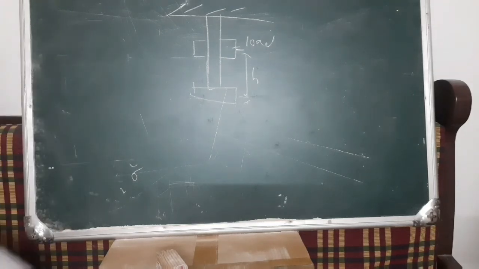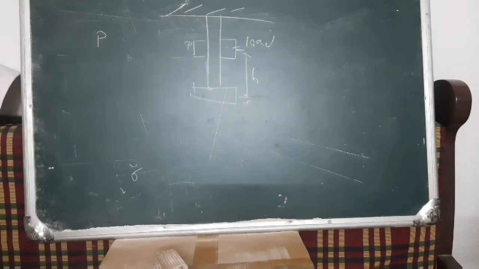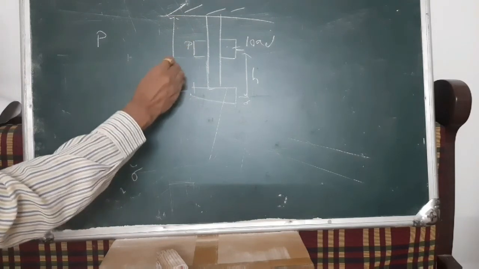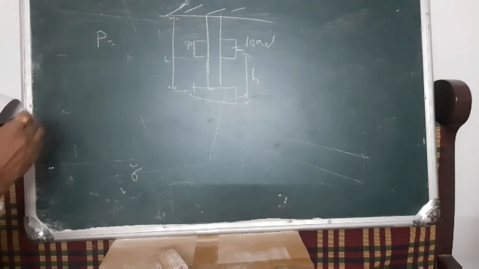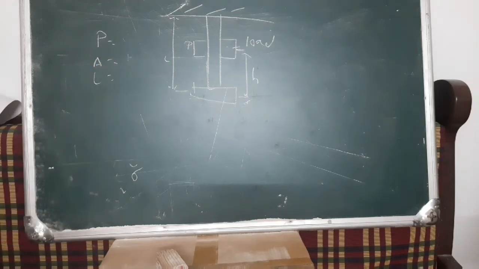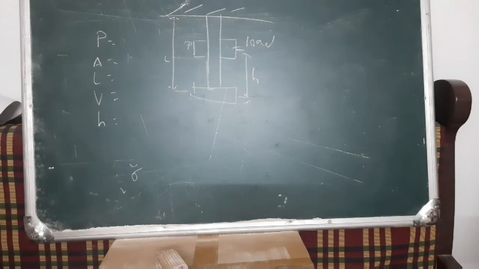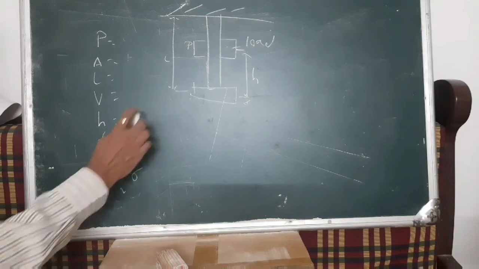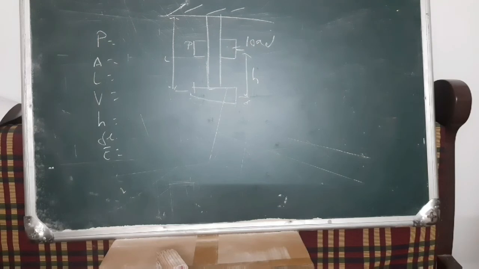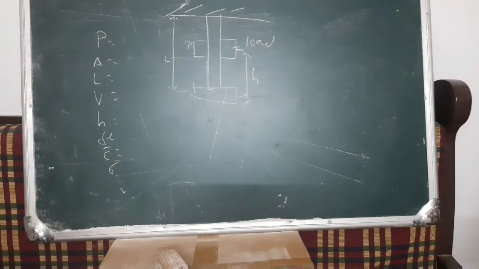Now here again also, let P be the load. Let L be the length, A be the cross-sectional area of the bar, V the volume of the bar, h the height from which the load is dropped, delta L the extension of the bar, E the Young's modulus of the material, and sigma the stress that is induced in the body.